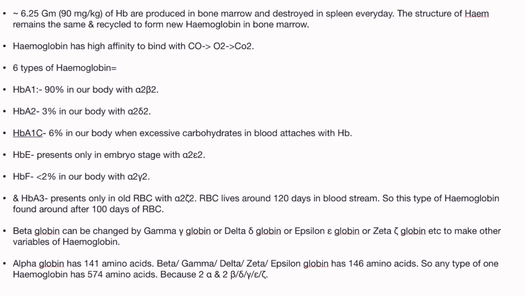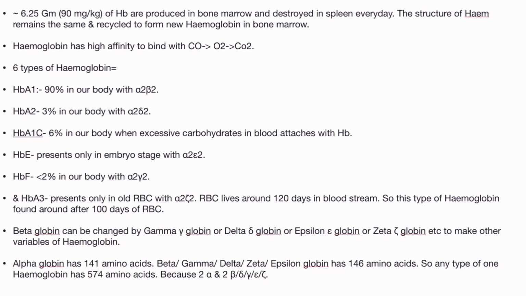Then embryonic hemoglobin or HbE is present only in the embryo stage with 2 alpha and 2 epsilon globins. Fetal hemoglobin is less than 2% in our body with 2 alpha and 2 gamma globins. About this embryo and fetus, I talked in detail in my earlier embryology videos. You can check those. And lastly, we have adult hemoglobin type 3, present only in old RBC with 2 alpha and 2 zeta units. RBC lives around 120 days, I mean almost 4 months in the bloodstream. So this type of hemoglobin is found after the 100th day of RBC.